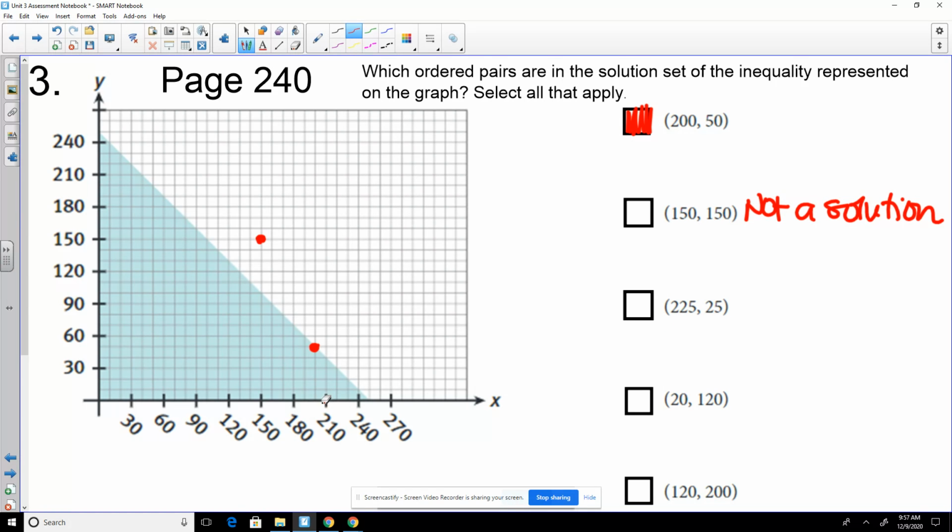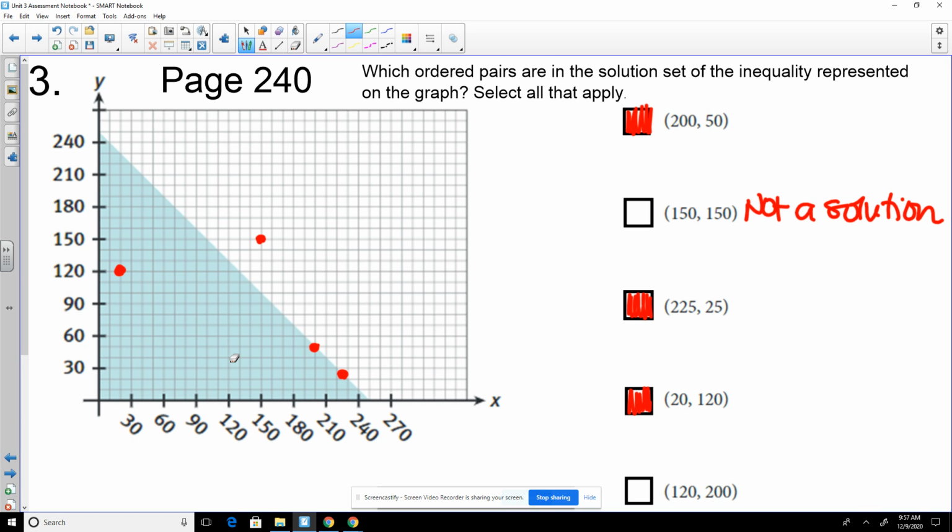The point (25, 25) is right here in the middle of that unit square. It lies on the line, so it would be a solution because it lies on the line. The point (20, 120) lies over here in the shaded region, so (20, 120) would be a solution.